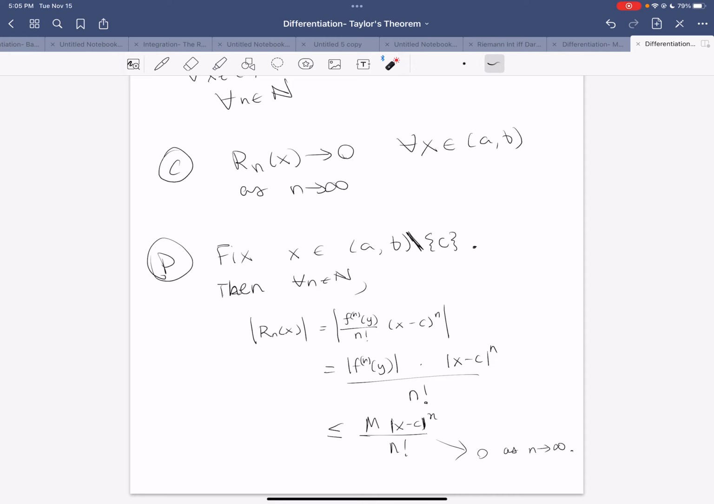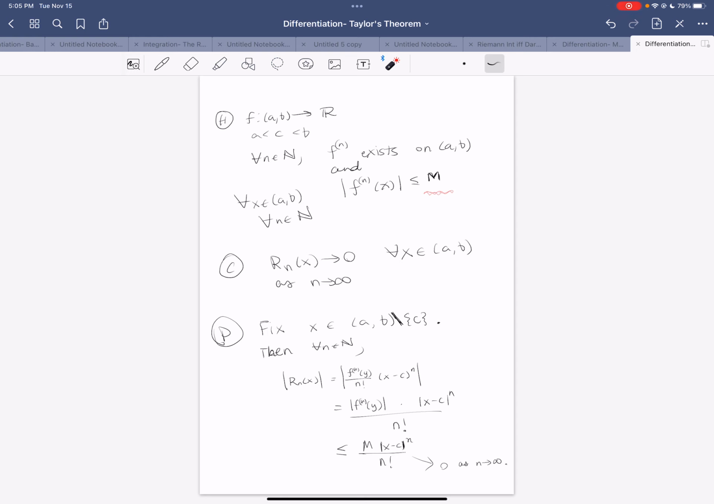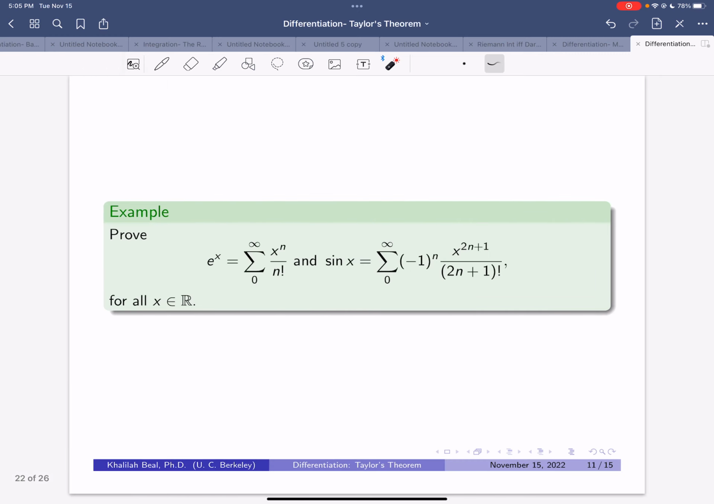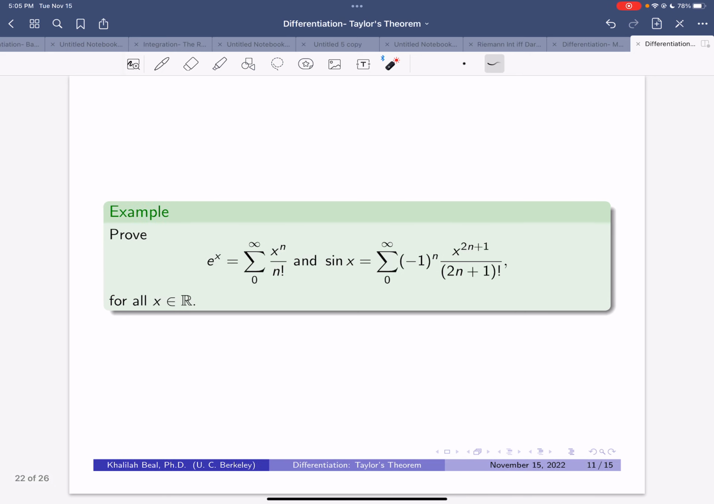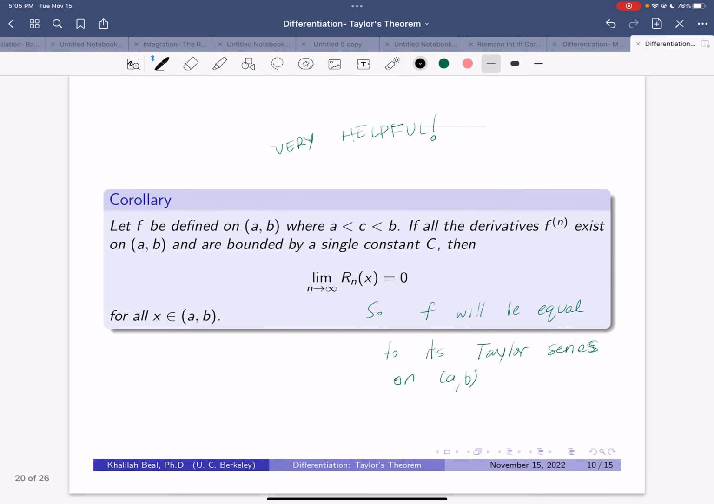So this little quick result gives us a way to easily show that functions are represented by their power series. So let's look at this. We're supposed to prove that e to the x is equal to the sum of x to the n over n factorial, okay, for all x in R. And let's get started with that. Now, how am I going to do that? I'm going to try to use this last corollary.